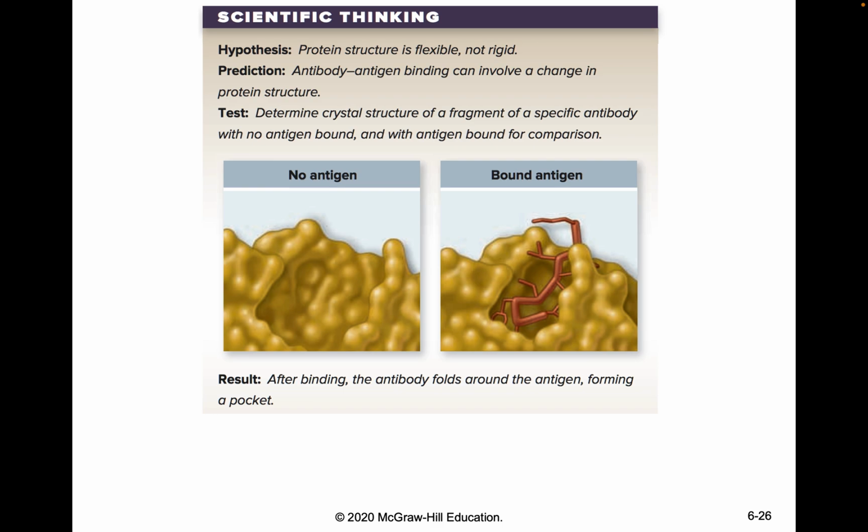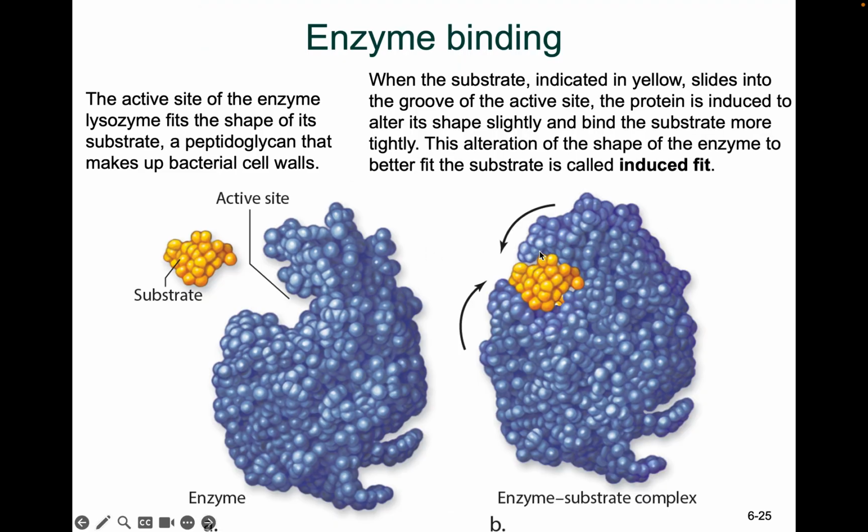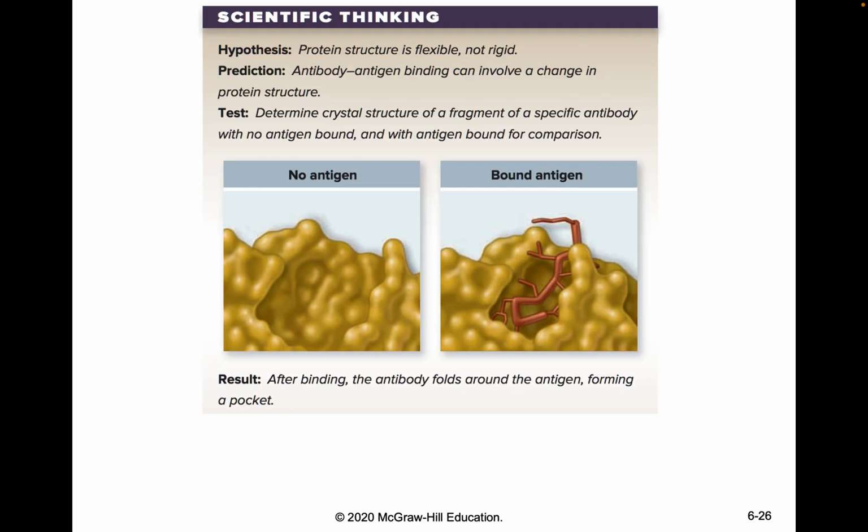This comes out of an experiment, because people were thinking a lot about whether proteins are very rigid, meaning that they do not move. Because in this case here, this whole protein is actually moving. Its arms around here are going in this direction to create this induced fit. So you start wondering whether protein structures are flexible or rigid, meaning that they do not move. The prediction is that antibody antigen binding can involve a change in protein structure. So you have antibodies which bind to antigens. Antigens are the proteins that the antibodies bind to. This could be, for example, influenza, a bacteria or whatever.